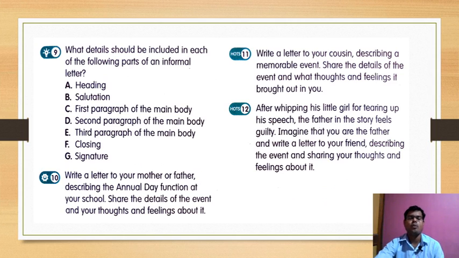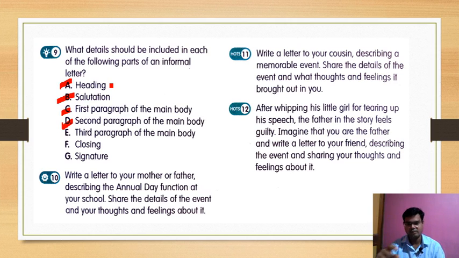Number 9. What details should be included in each of the following parts of an informal letter? In an informal letter, you have to write what details. Heading means you have to mention whom you are writing the letter to. Okay, that is going to be your heading. Salutation, dear father, dear mother. So that is the salutation part. First paragraph of the main body, you have to just ask that person how he is, what is going on, and all those basic things. Second, you have to write in detail, in your notebook.